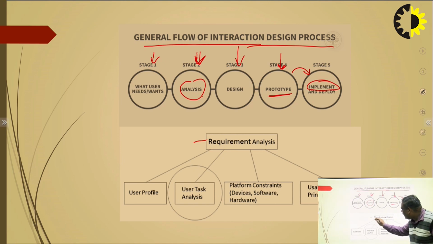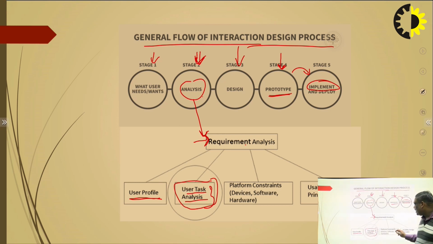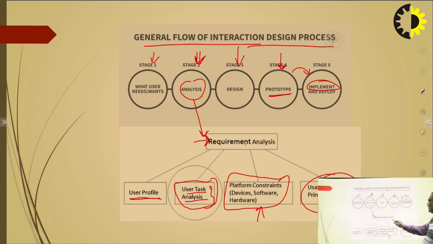Here requirement analysis, that means we check the requirement analysis. We collect the user's profile, which type of user's profile they have. User task analysis: during the interview of the client, we analyze all his requirements. Platform constraints, that means which type of software we need, which type of system is demanded by the client side. So this comes under this. And usability and design principle come under the analysis. Which type of user principle we have.